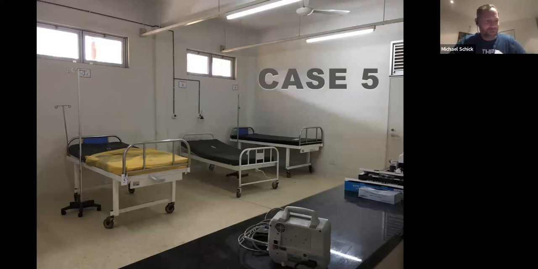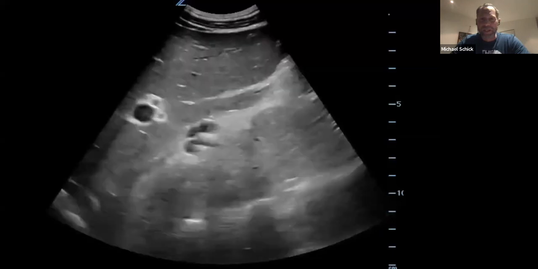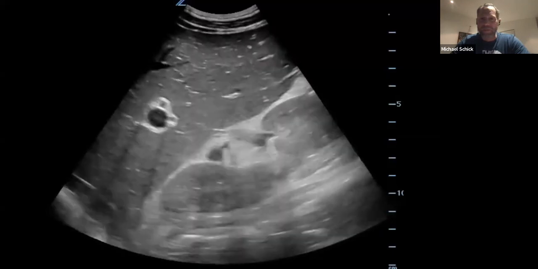All right, so here's one more case here. We're just going to say these are all children, although these cases could be adult cases as well. But 3 days of right upper quadrant pain, epigastric discomfort, fever and chills. This was someone who immigrated from Vietnam many years ago and just visited there again to see family. And right upper quadrant pain and fever.